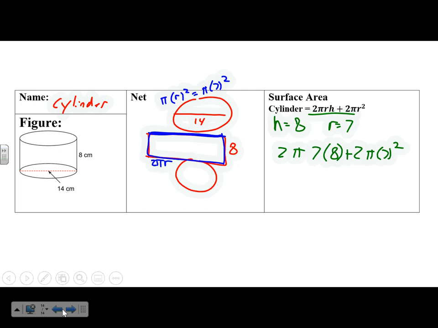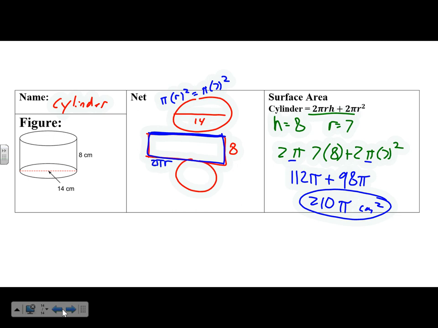Now earlier we talked about leaving things in terms of pi. If you want to do that, you totally can. 2 times 7 times 8 is 112. So 112 pi plus 2 times 7 squared is 98 pi. If you add those together, that's 210 pi, don't forget that, centimeters squared. So that's one way to do it, or you can always just use the decimal.